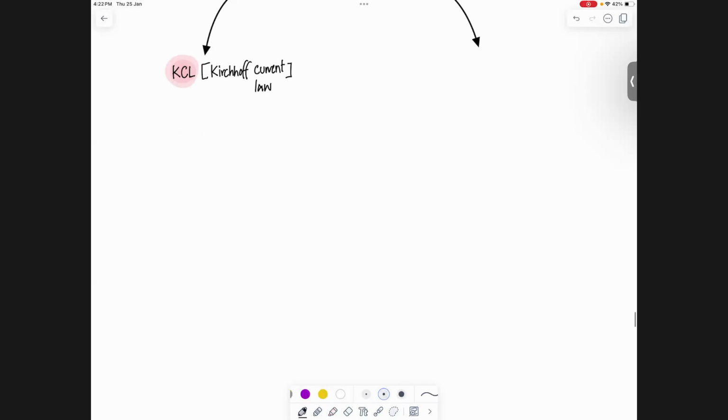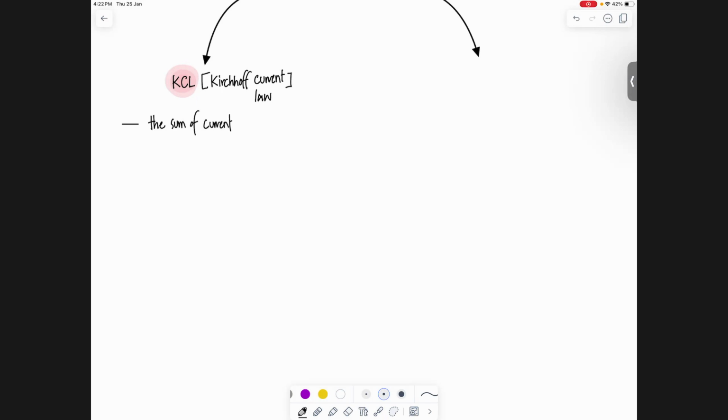So what does the current law state? The Kirchhoff current law states that the sum of current at a junction is always equal to zero. Those are his actual words. The interpretation of his official definition is that the net current is zero at every junction. Let's try to understand what that means.